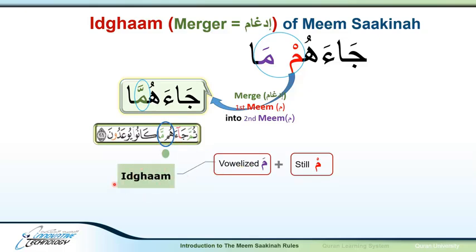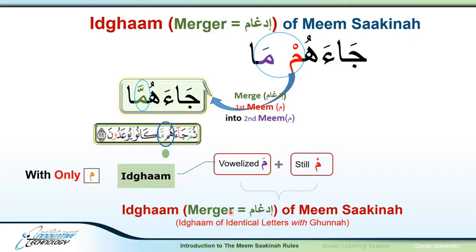It happens only with Meem. So idgham only happens with Meem, two identical letters. First Meem with sukoon, followed by a Meem which is vowelized. So idgham or merger of Meem Sakinah is actually an idgham of identical letters given ghunna.